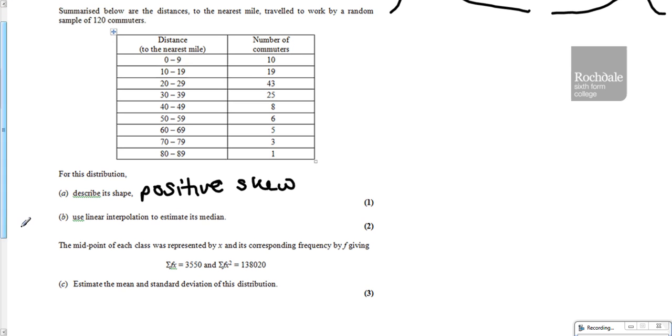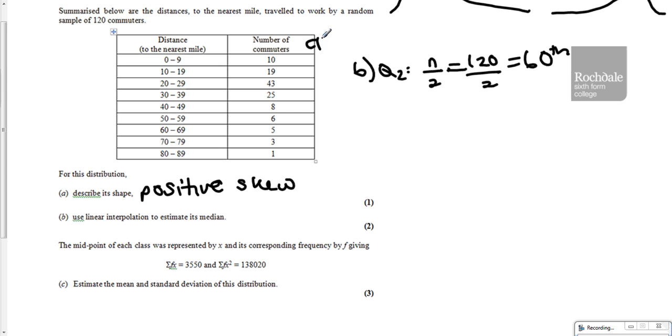Using linear interpolation to estimate the median, well, we know that for the median, Q2, you always start with n over 2, and it's told us there's 120 people. So we're after the 60th value. Now remember, we don't round when it's group data. So we haven't got a cumulative frequency column, but it's not too difficult to just write them on at the side. So we've got 10, 29, the next one will be 72, and I'm actually going to stop at that point because I know I'm after value number 60, and that would be in this interval here.